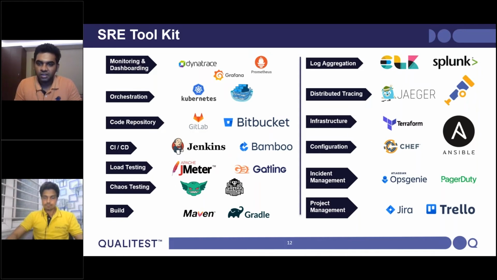And from a toil reduction standpoint, when we are mature enough, what we do is we try to automate. That's where infrastructure automation, automated configuration, and then incident response and notification all come into the picture. So Terraform, Ansible, Chef, all these are going to help in building infrastructure and applications. Automated deployments can happen using CI/CD pipelines. Automated builds can happen using Maven and Gradle. A lot of things are there.